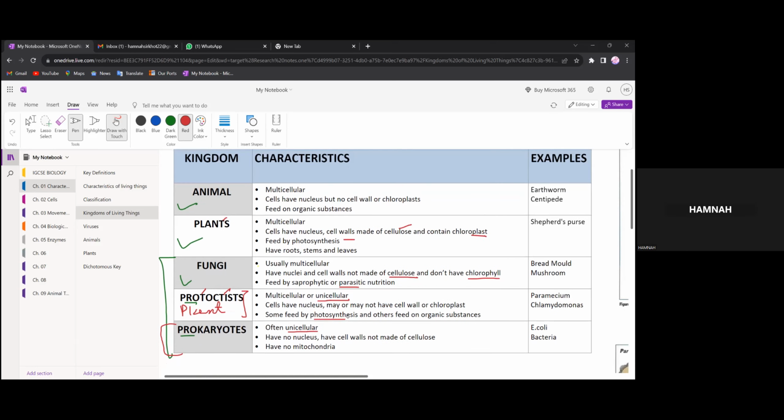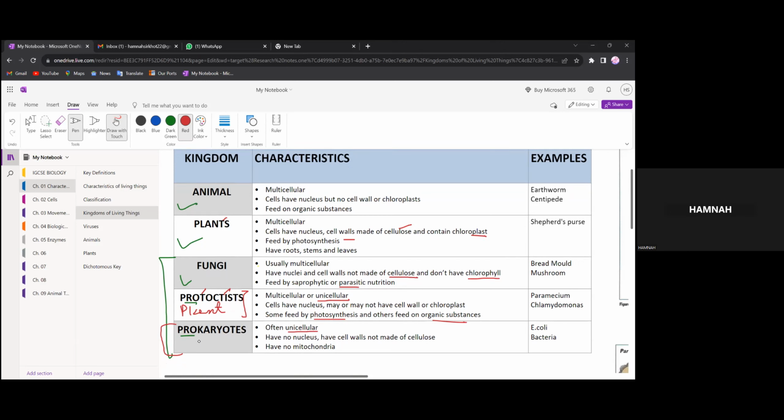They may or may not feed by photosynthesis. They may or may not have a cell wall. When you write photosynthesis, plants have photosynthesis and animals feed on organic substances. You write both of these characteristics, right? Remember the two T's, closer to plants. Two T's are closer to plants. The plants have T in them as well.